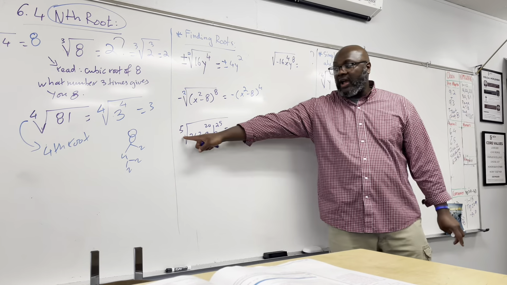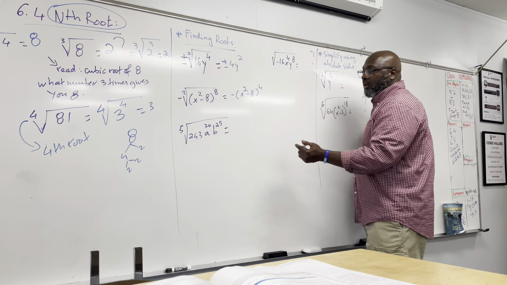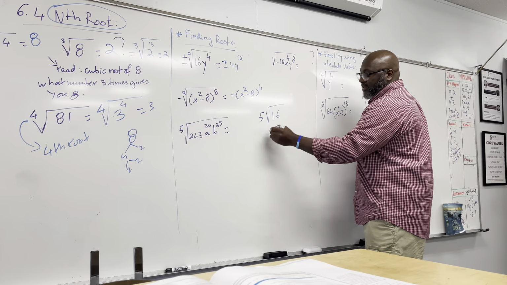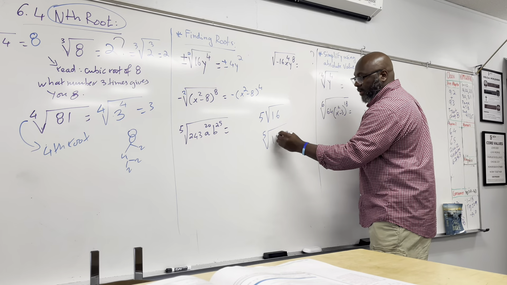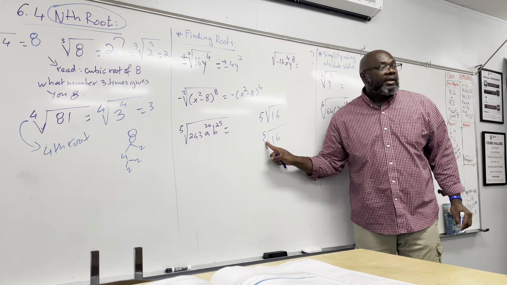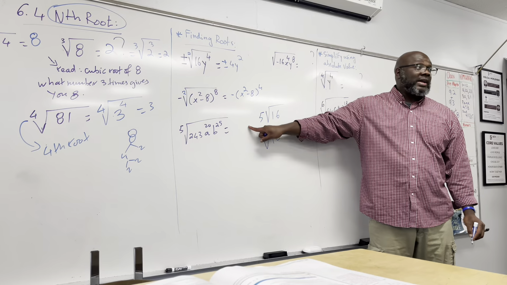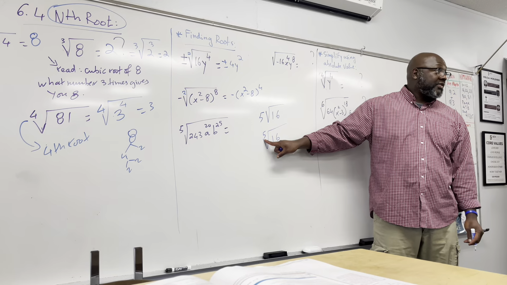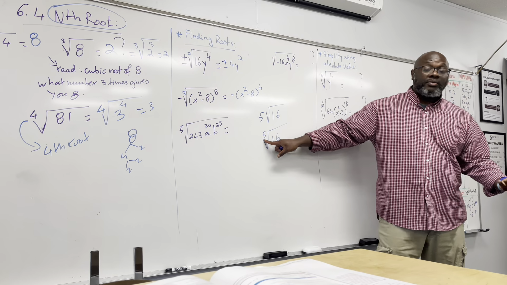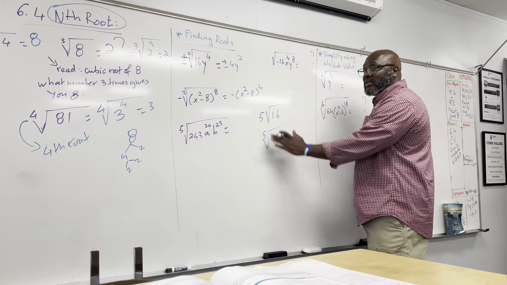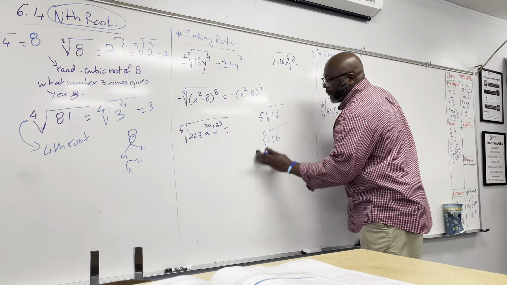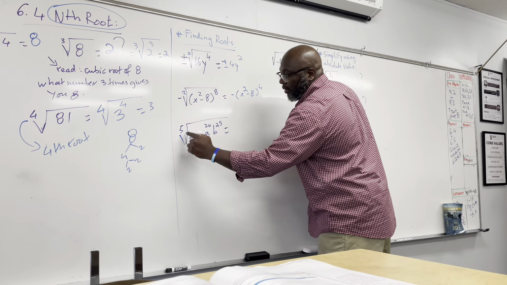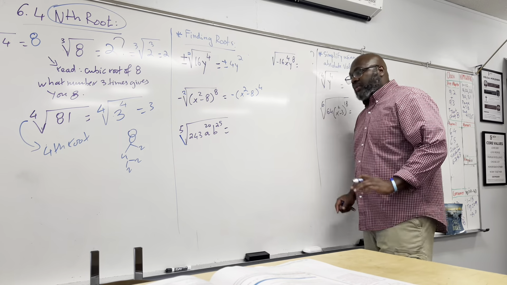Now here we have a 5, right? Before I go on, you have to be careful. This is not the same as this here. You see the 5 here is in the radical. Here it is outside. This is 5 times the square root of 16. This is the 5th root of 16. We have to be careful how we read this, so you need to understand the distinction between the two. Now, this is the 5th root of what? 243. So what do I have to do to make it easier on myself?